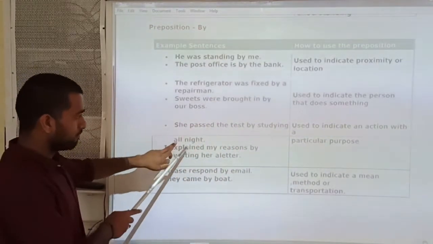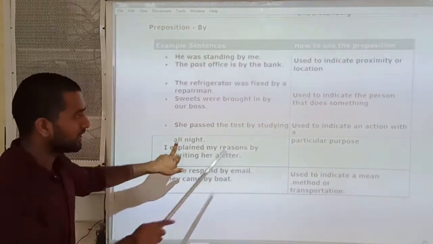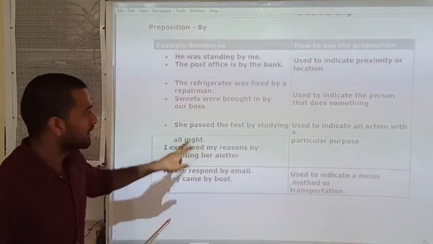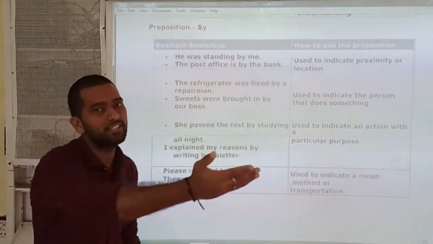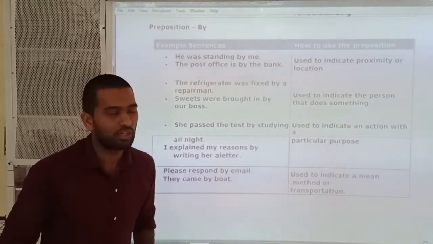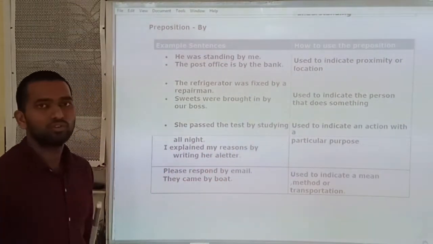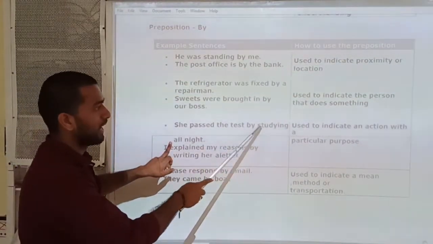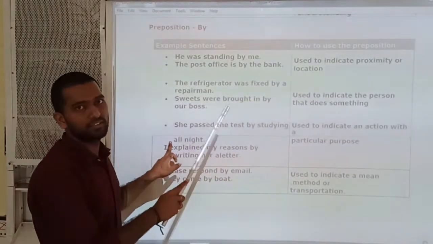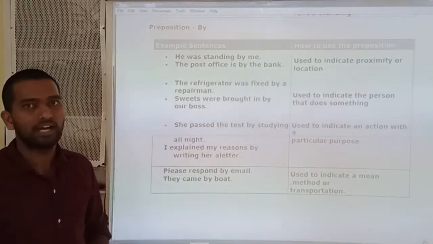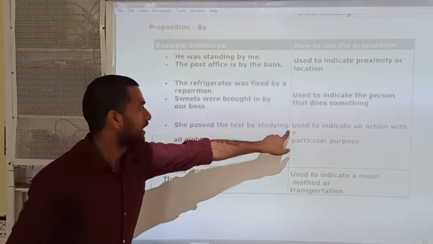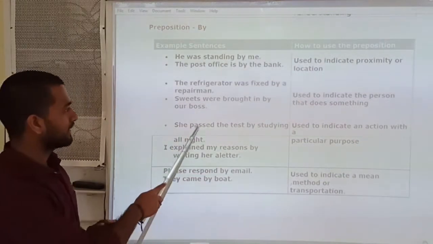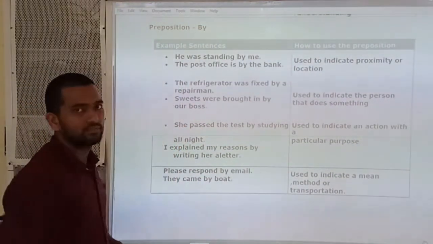It means she has done one action. What is that? Studying all night, for a particular purpose. What is that purpose? She passed the test. Means to pass the test, she has done one action. What was that action? Studying all night. So when we use it to indicate an action with a particular purpose, the purpose is to pass the test and the action done was studying all night. In this type of situation, we use the preposition by.